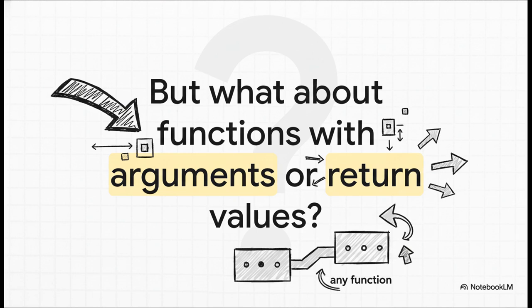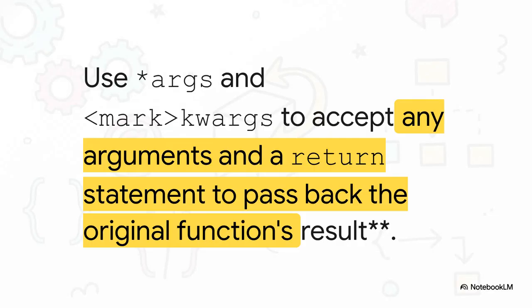Okay, so you're probably thinking, wait a second, my functions almost always have arguments, and they usually return something. Our simple example doesn't handle that. So how do we make a decorator that can work with any function? Well, the answer is a little bit of Python magic called star args and double star kwargs.